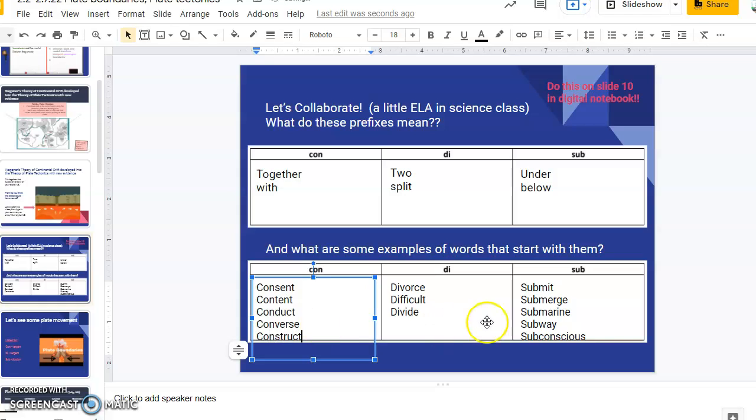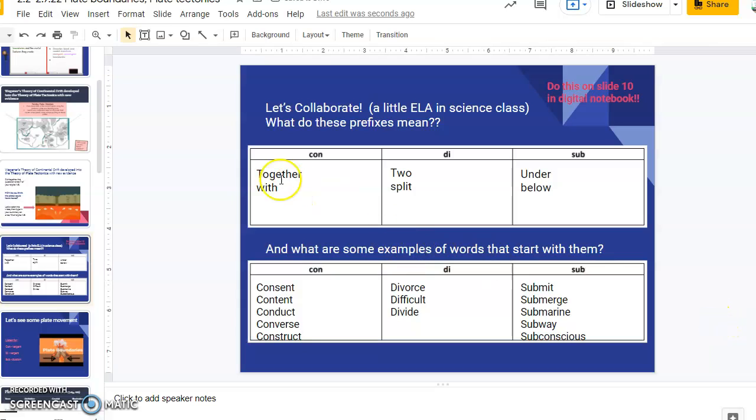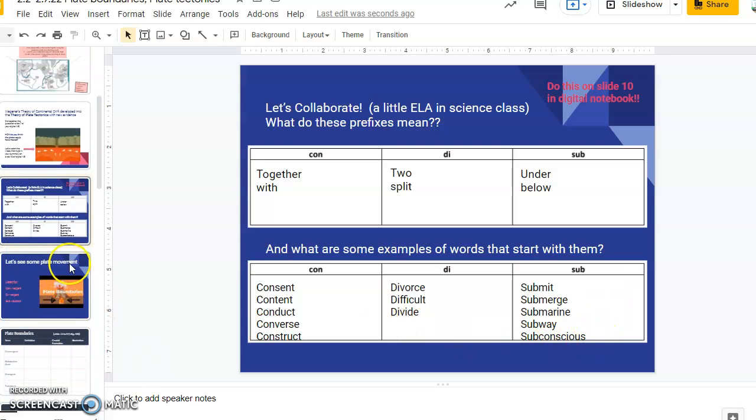There we go. So all of these, and means together or bring together, die, to, or split. And the prefix sub means under or below. All of these would. So these are some really cool ways to think about it.